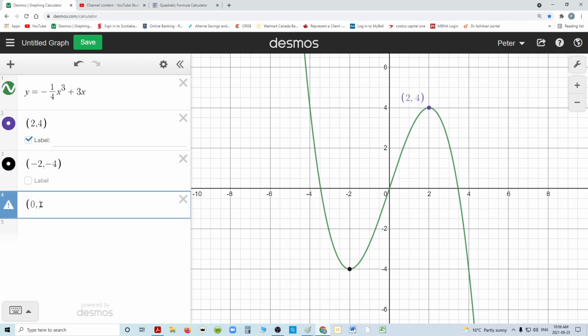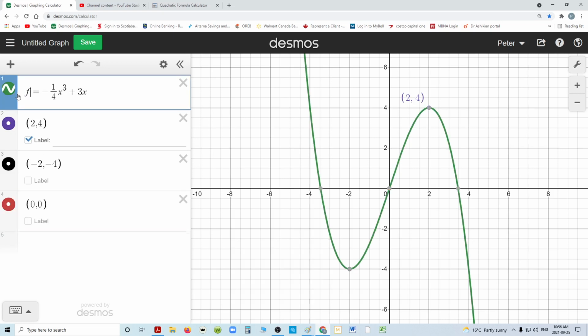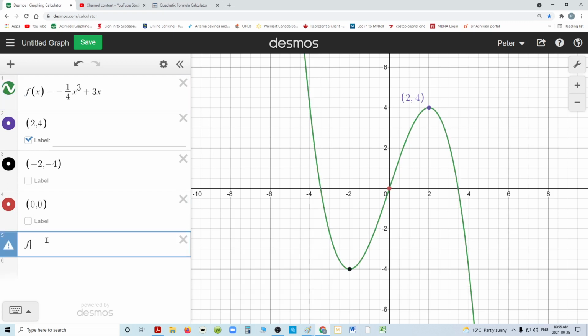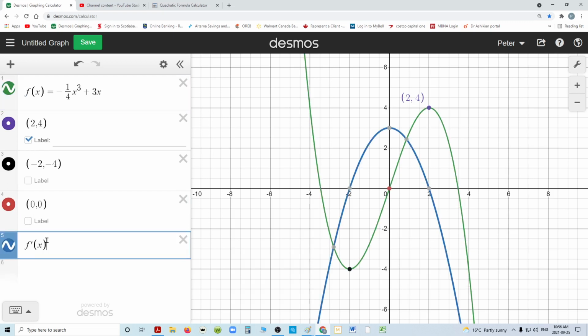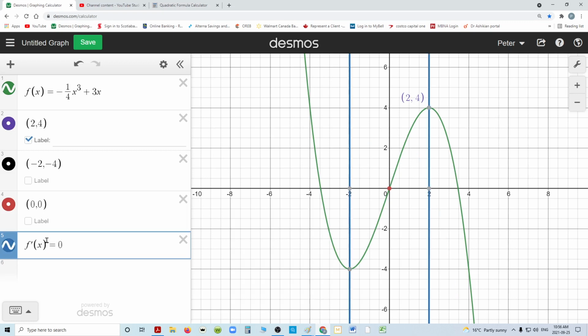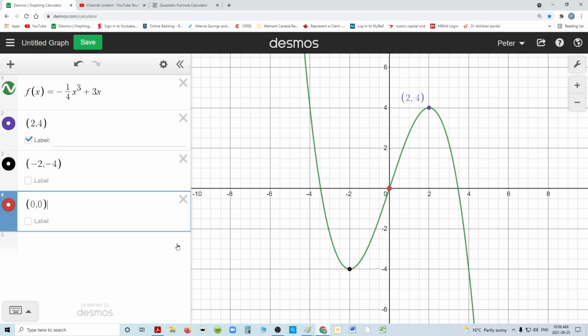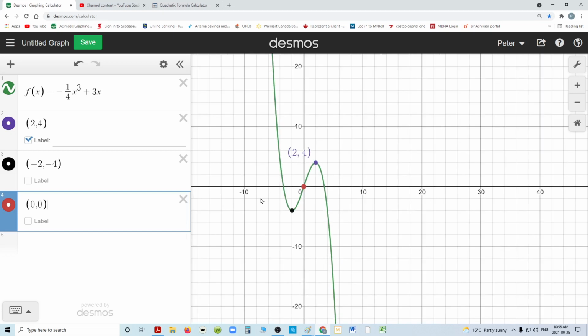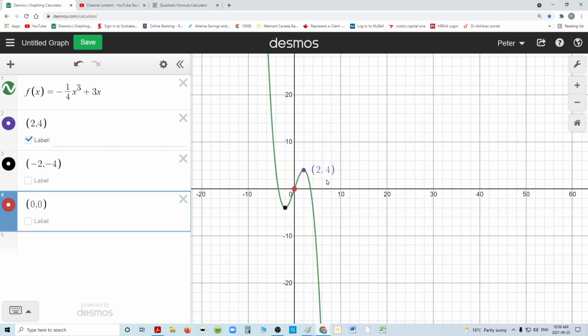And you can ask Desmos to take the derivative if you switch this to f of x. And you can go ahead and say when is f prime of x equal to 0, and it'll show you the 2 max and min. And then you can say when is f double prime of x equal to 0, and it'll show you the origin as the only spot. There you go. Now cubics obviously are easy to graph compared to other graphs.